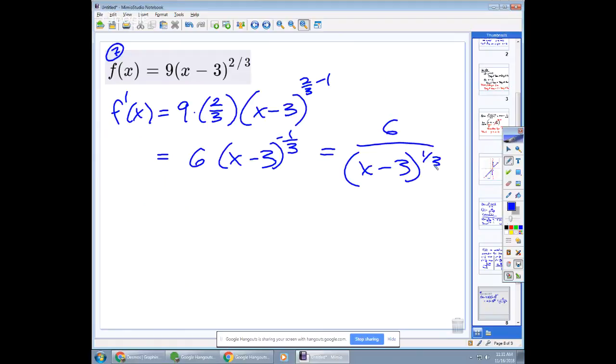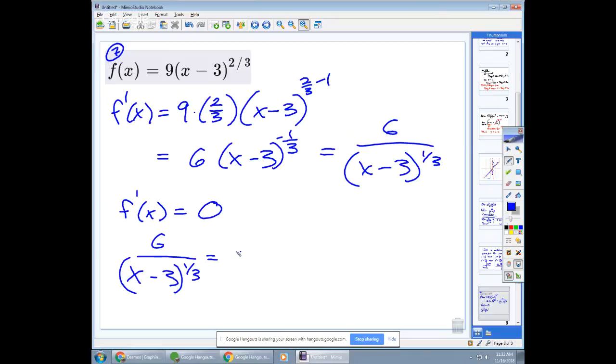So what happens if we set f prime equal to 0? So then I'm going to get 6 over x minus 3 to the 1/3 equals 0. Well, the denominator can't be 0. So that means the numerator has to be 0. Well, 6 can't be 0, so there are no solutions to this part here.